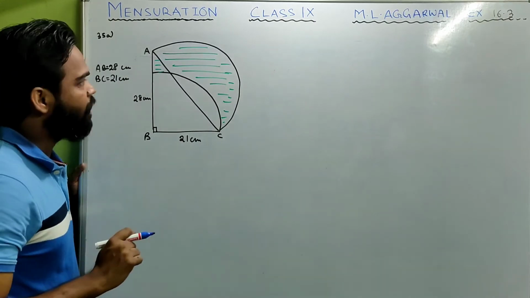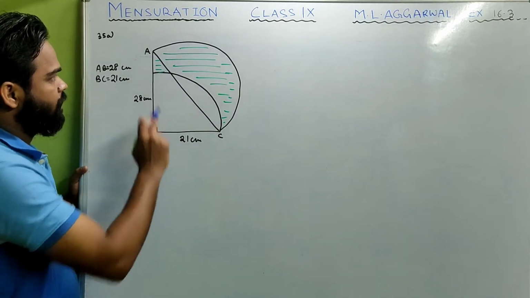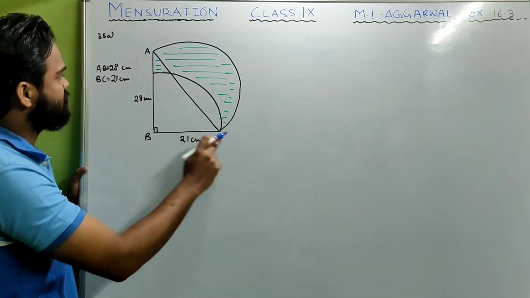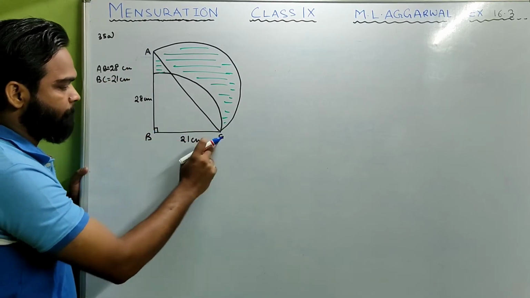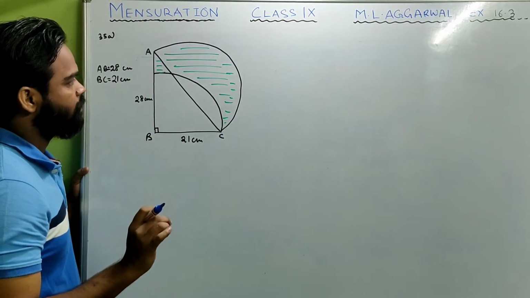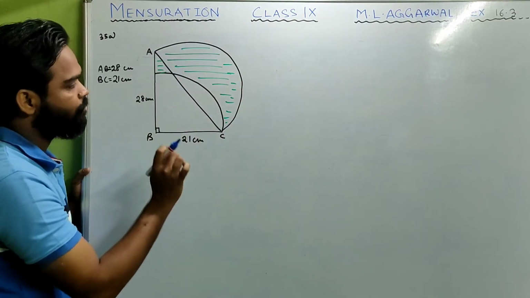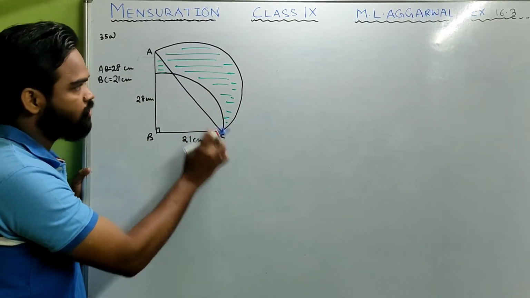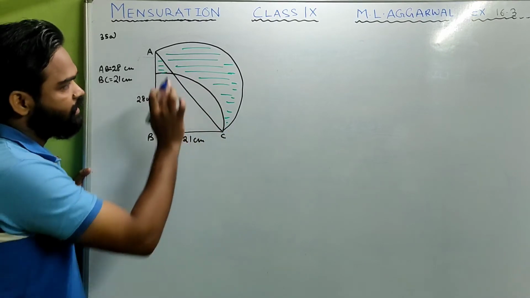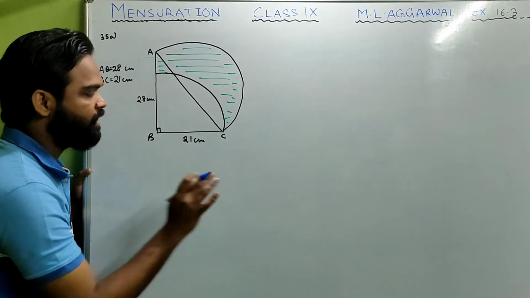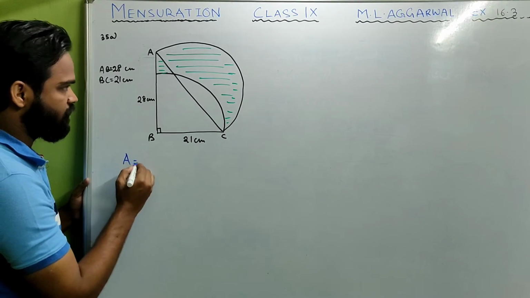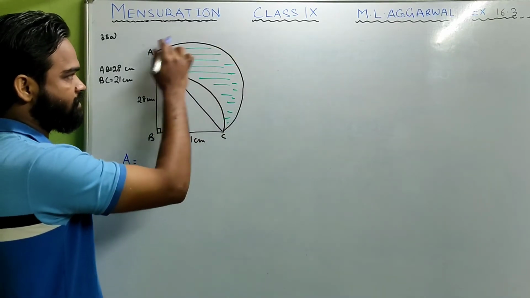Now look at 35 part A. There is a right angle triangle ABC in which AB is 28, BC is 21. With AC as the diameter, we draw a semicircle, and with BC as a radius, we draw a quadrant. They have asked for the area of the shaded region. Pretty easy. The area of the shaded region will be the area of the semicircle.